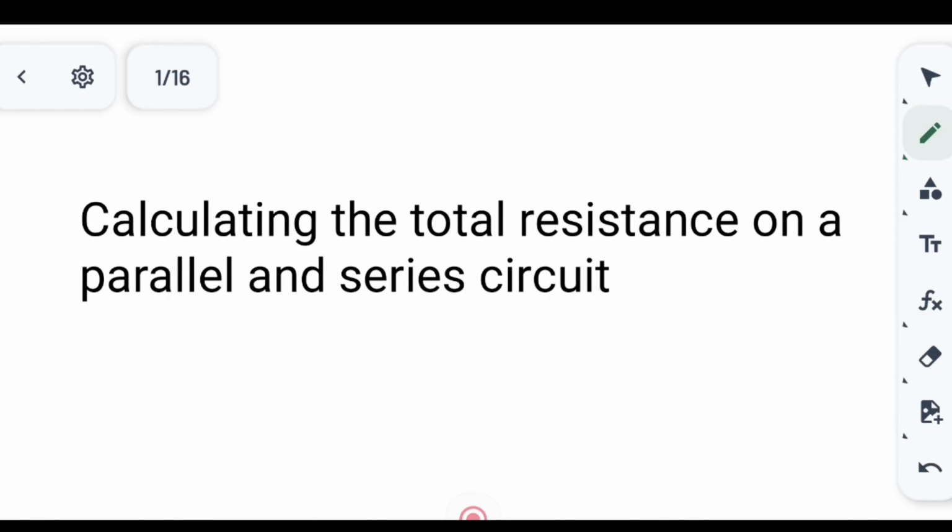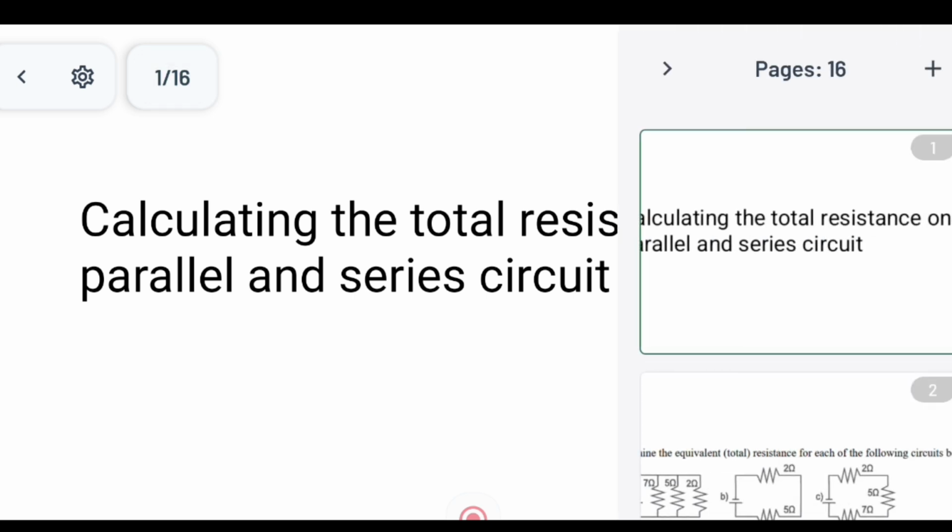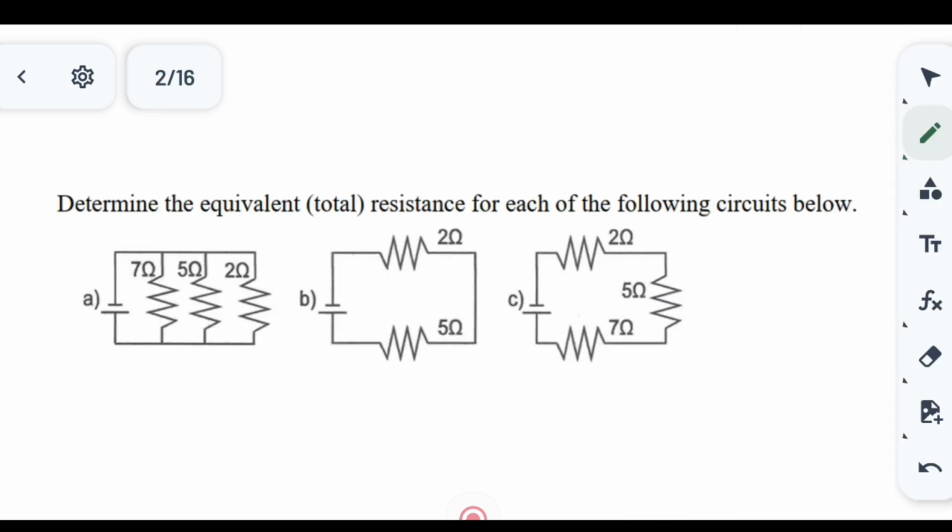Hello everyone, this is Miss Arlene, and in this lecture video we will be calculating total resistance in parallel and series circuits. So, for example, we have here the problems. Determine the equivalent total resistance for each of the following circuits here.